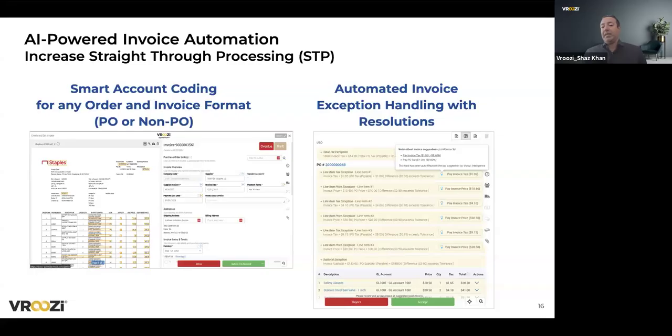Automate invoice exception handling with resolutions leveraging AI. Provide the recommendations based on the data that the AI engine has seen before to determine what course of action they should take. For example, if you have an invoice that's coming in with a price higher than what's on the PO, AI can help you predict and actually recommend, should you pay the PO price or should you pay the invoice price based on a variety of factors that the engine has seen before or with outside market data.